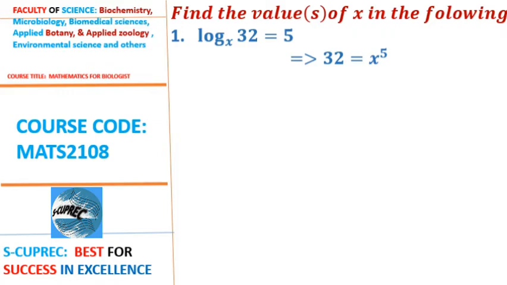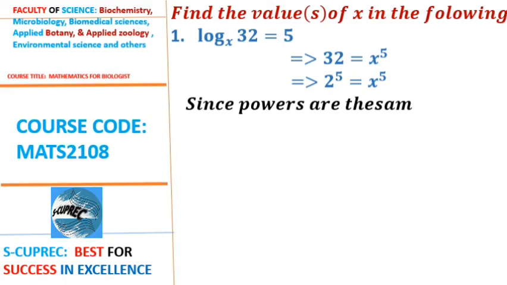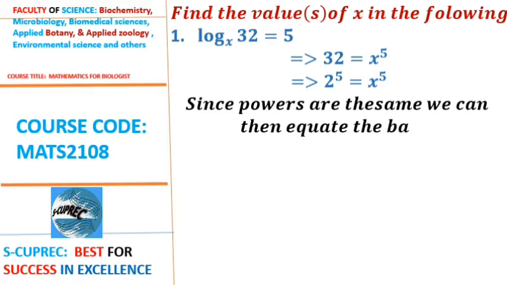Converting this into index form, we have 32 equals x raised to the power 5. But what is 32? 32 is the same as 2 raised to the power 5. So 2 raised to the power 5 equals x raised to the power 5. Observe that the powers are the same, and since the powers are the same, we simply have to equate the bases. That's the trick, and that's all. So it implies that the value of x equals 2.